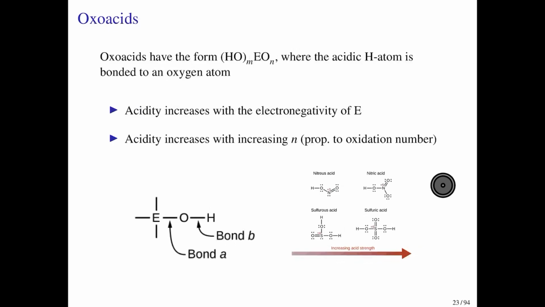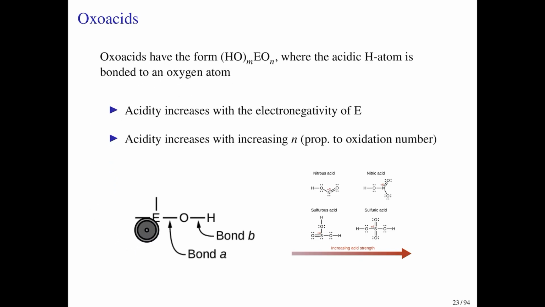So the second family of acids that we'll talk about are oxoacids or oxyacids. Those are synonyms for one another. An oxoacid has this sort of complicated form written here. It's a lot easier just to look at the picture.